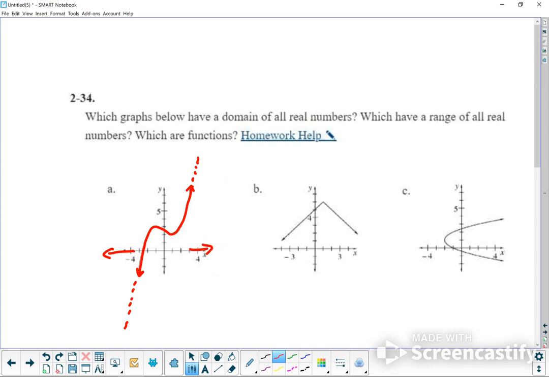So the domain is going to be from all the way from the left to all the way to the right, or from negative infinity to positive infinity, which means that that one has a domain of all real numbers. So A, domain. We can call it x is between negative infinity and positive infinity, but we can also say it's all real numbers.